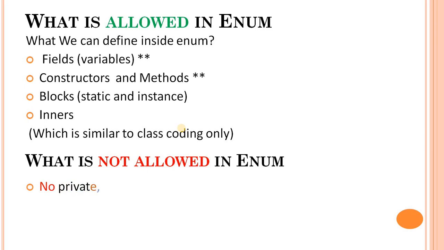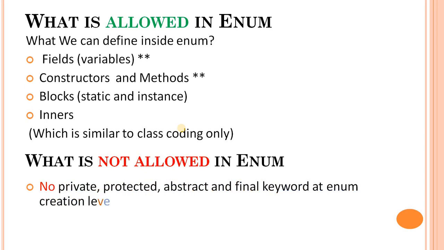But remember, some points are not allowed, especially some keywords like private, protected, abstract and final are not allowed at the creation of enum. If you want to write one enum, you have to write simply like a public enum name, or as a default enum name. You can't write as a private enum, abstract enum, or final enum. So these are not possible. And coming to abstract methods, which are valid in the classes but not valid inside the enum. Remember, every enum property is an object. So to create the object, class must not be abstract. In the same way, enum also.